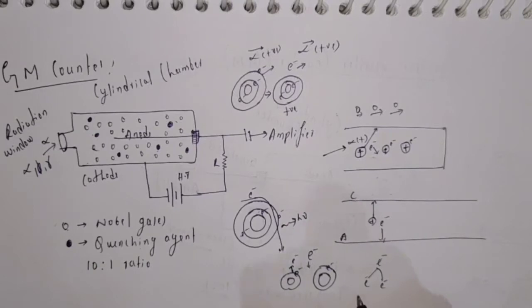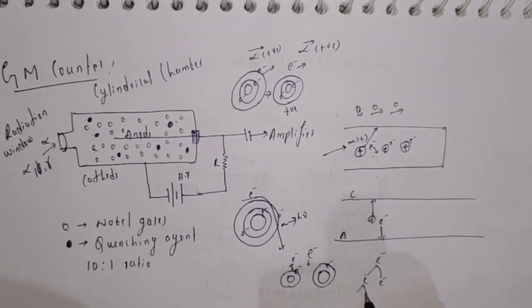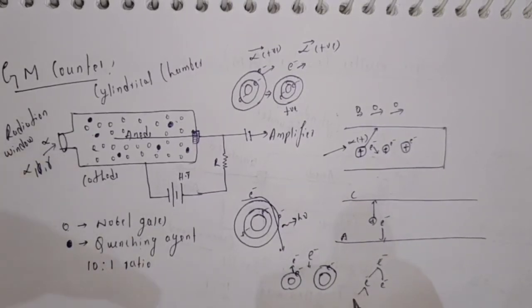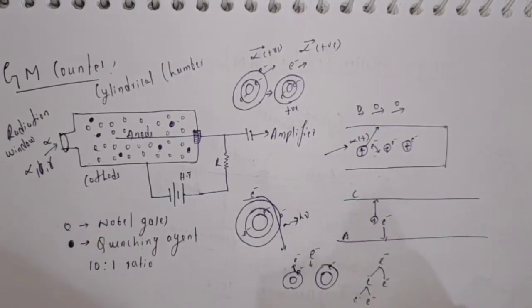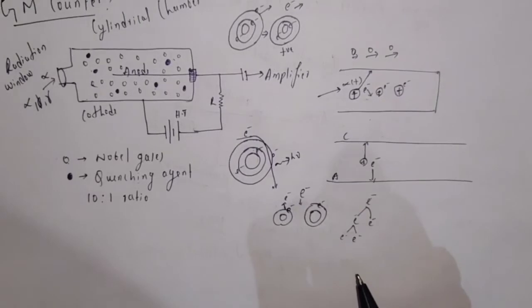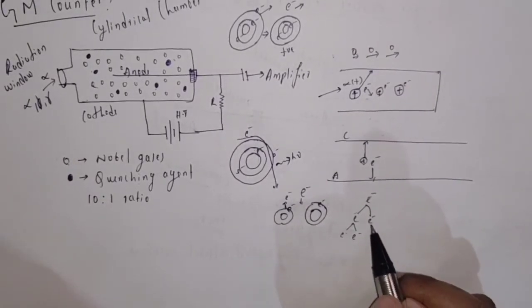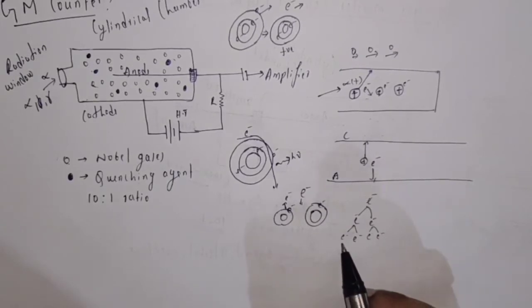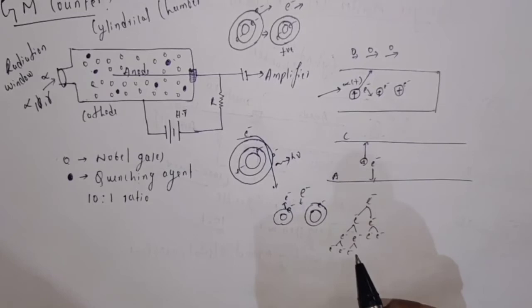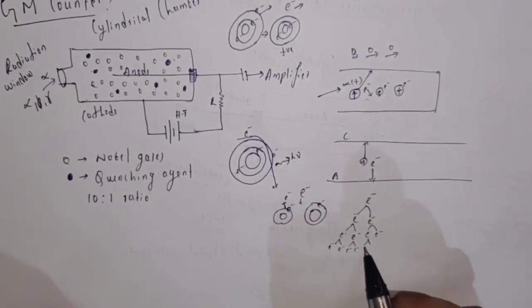Similarly, this electron emits another electron while it is moving to the anode, and this electron also emits another two electrons, and each of those emits two more electrons, and similarly here also.